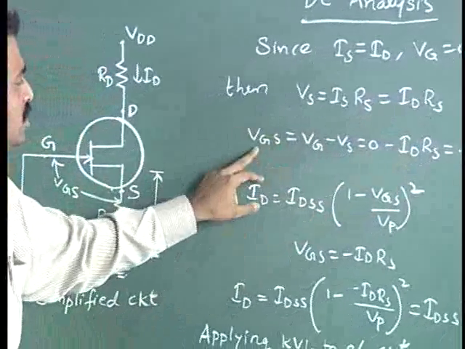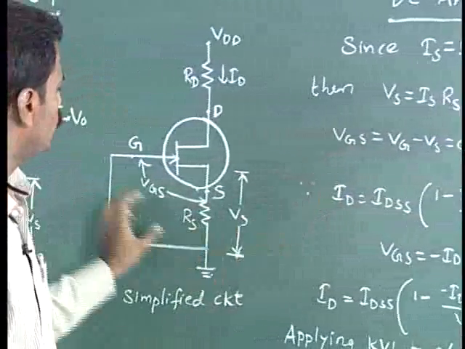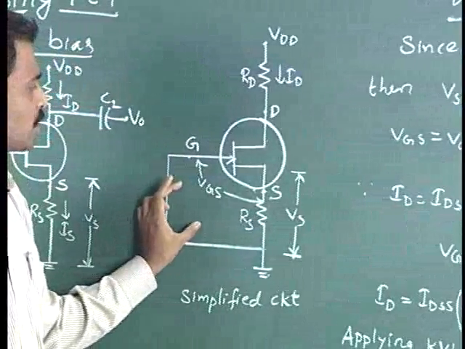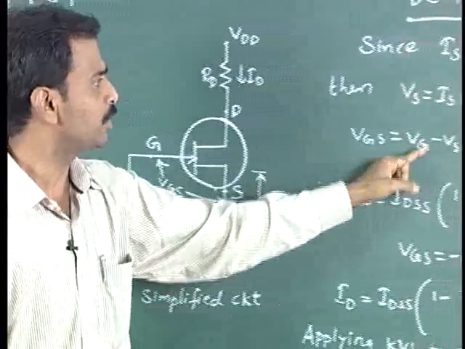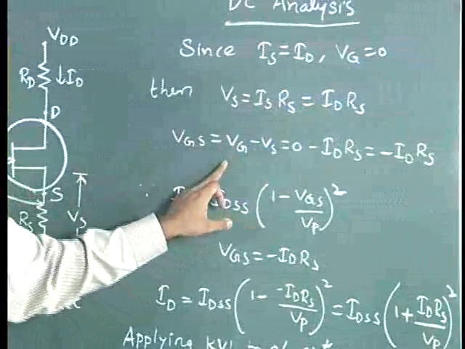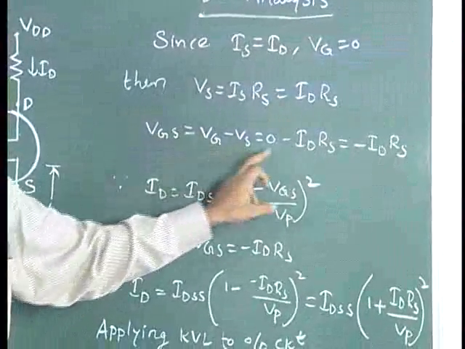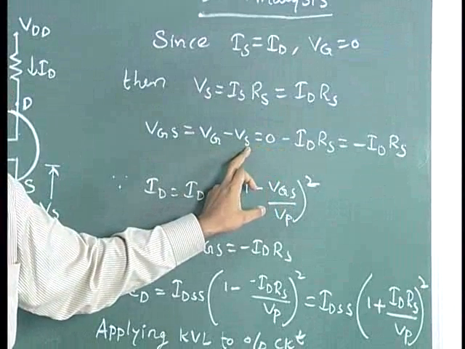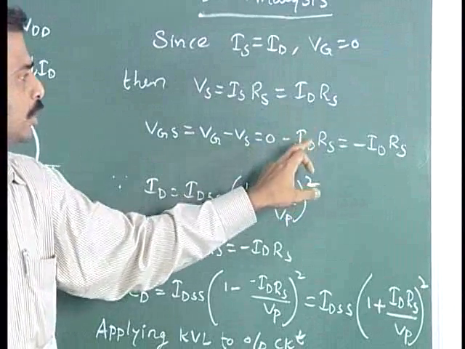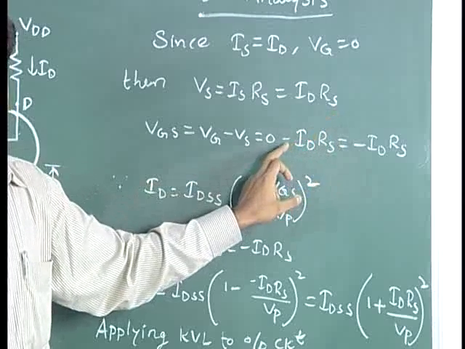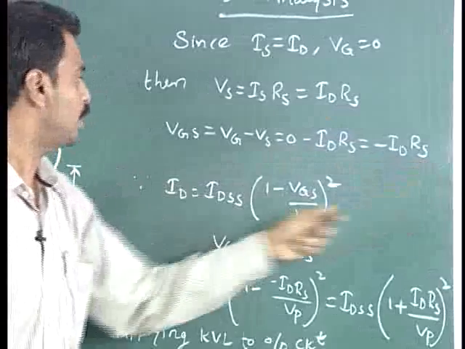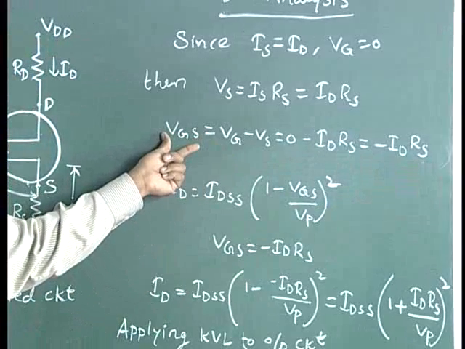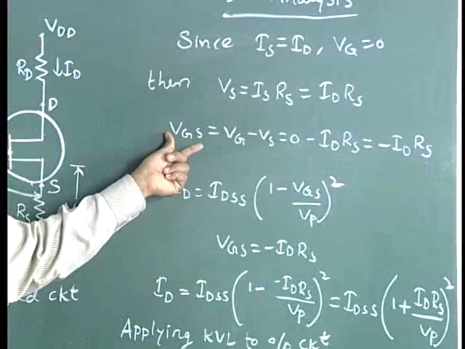Now applying KVL to the input of the circuit, we can analyze VGS equal to Vg minus Vs, as Vg will be equal to 0 as we have seen earlier. Replacing that, VGS will be only due to the source resistance, minus Vs. Vs is nothing but ID Rs, so VGS equals minus ID Rs, by applying KVL to the input of the circuit.